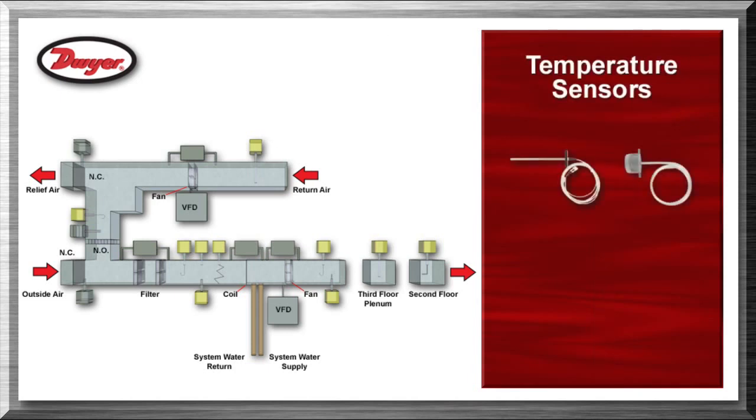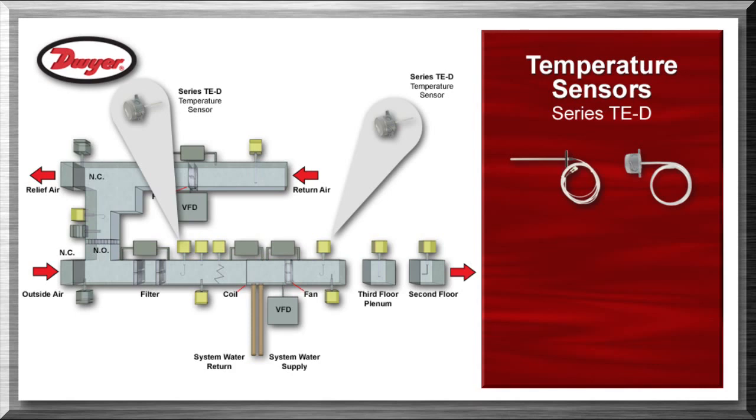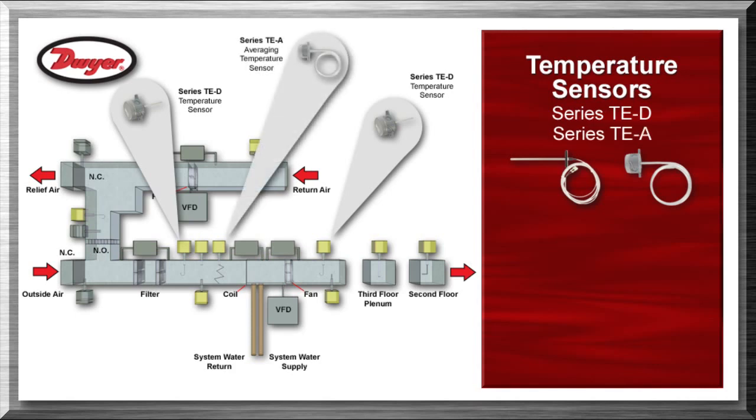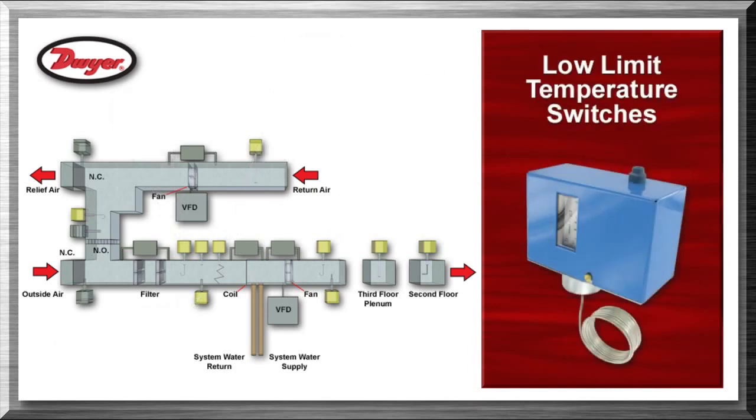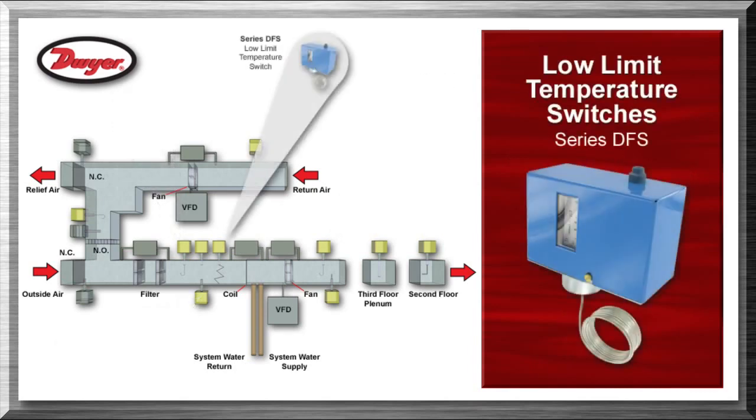Duct temperature sensors, series TE-D, averaging temperature sensors, series TE-A, and duct temperature transmitters, series BTT, are inserted into the duct and used to monitor the supply air, mix air, and the exhaust air temperatures. Low limit temperature switches, series DFS, are inserted into the duct to monitor the temperature to prevent frost buildup on the coils, protecting the coils from freezing.